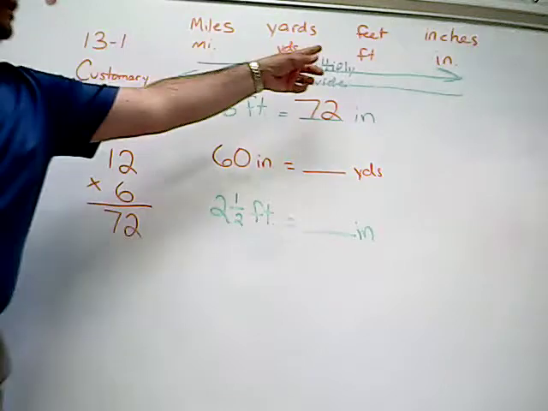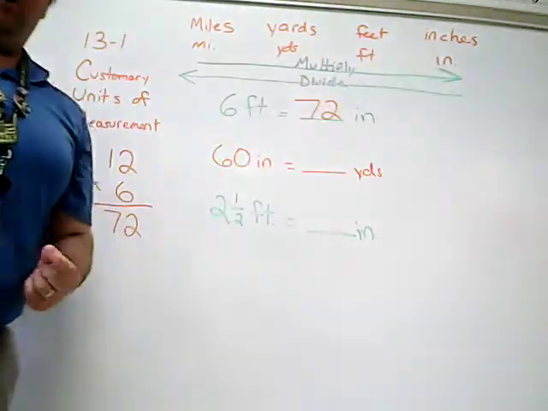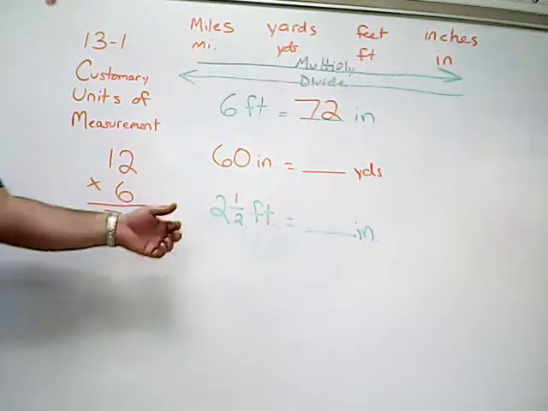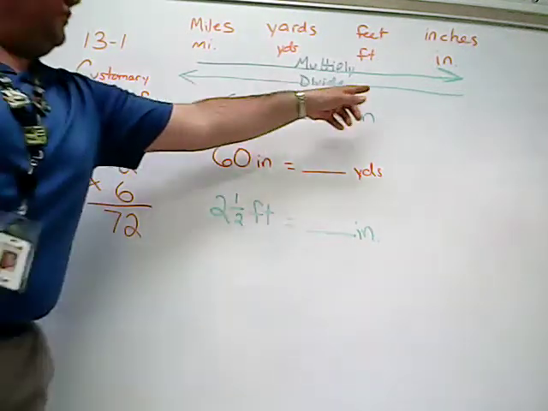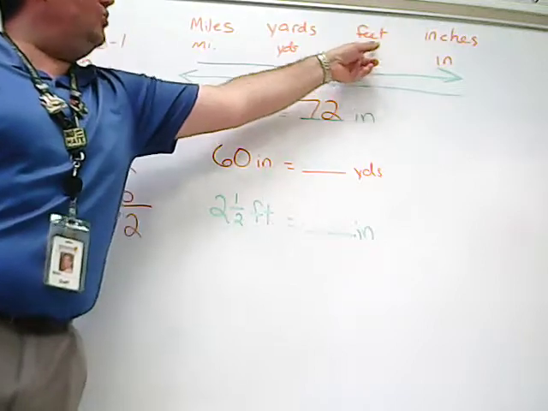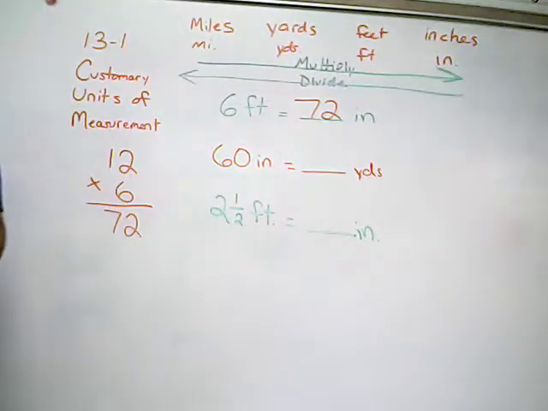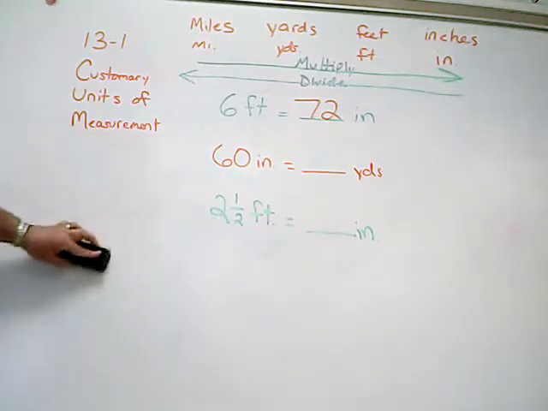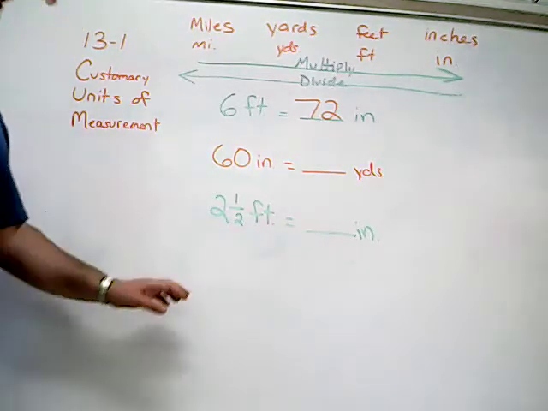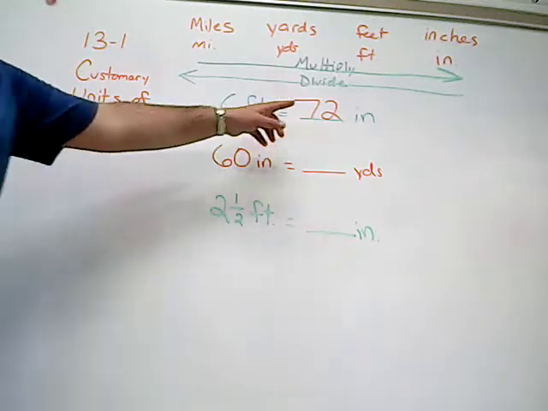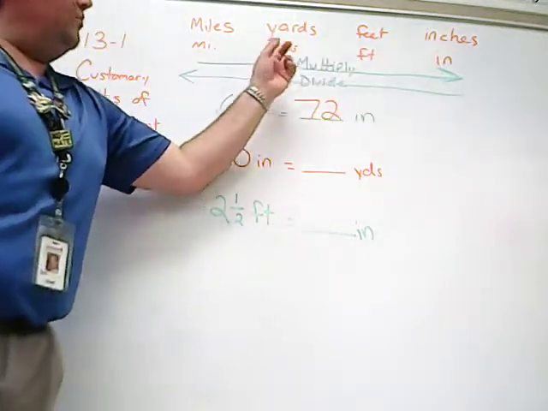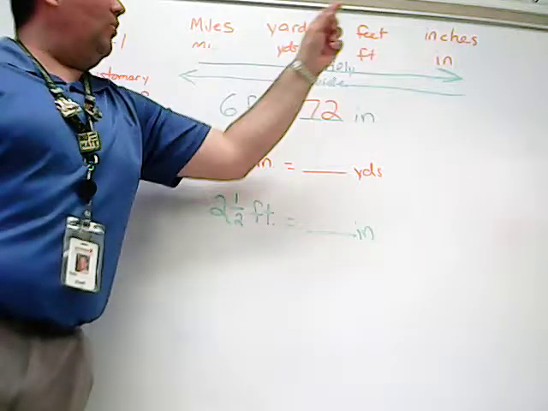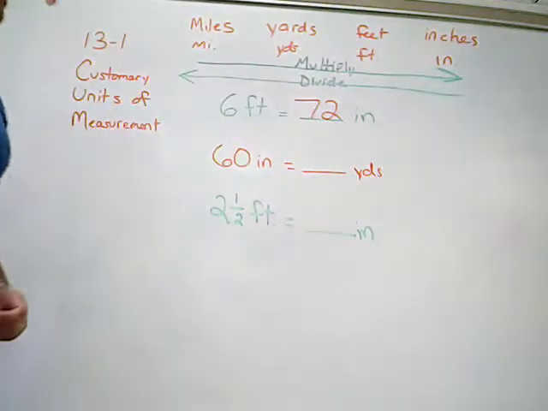Now, notice that feet and inches are only one jump apart. So I only needed to do one step. In my next example, I'm going to go from 60 inches and take 2 jumps to get to yards. That's going to tell me that I need to do 2 different steps. So what I'm going to do first is take my 60 inches and move 1 step along. Now I'm moving from right to left, which means I'm going to divide. 60 inches, and I want to move it into feet.